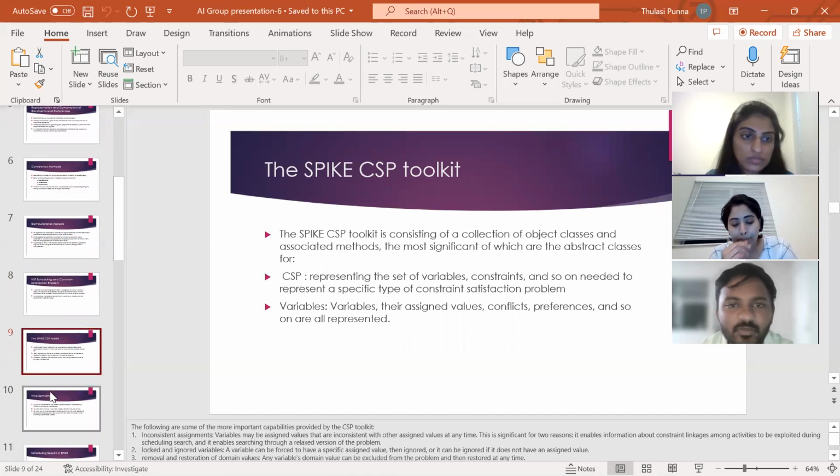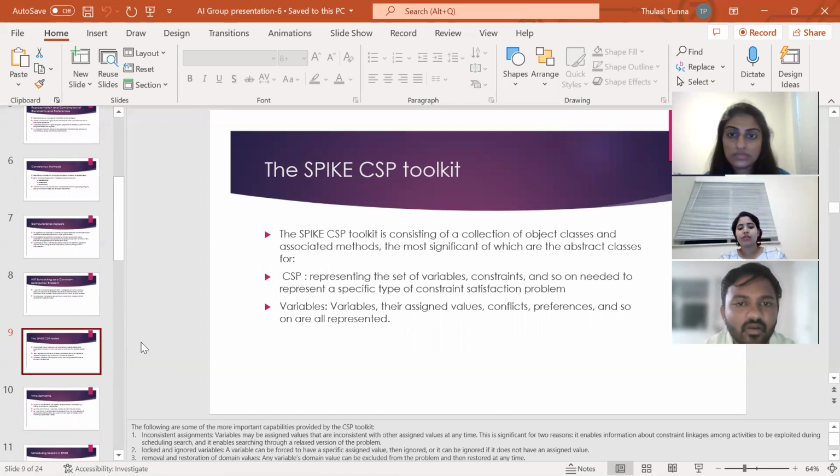When we talk about a CSP, it represents the set of variables, constraints, and so on needed to represent a specific type of constraint satisfaction problem. Variables are assigned values, and conflicts, preferences, and so on are all represented.